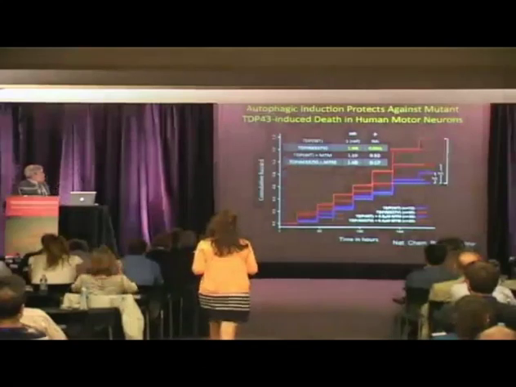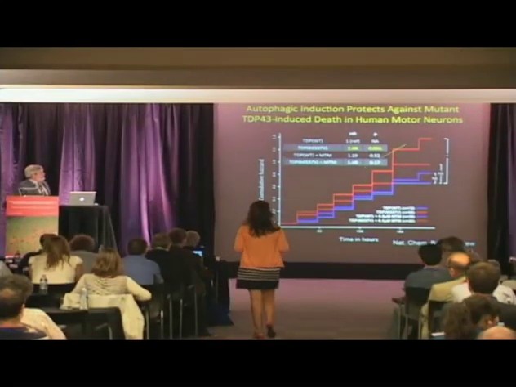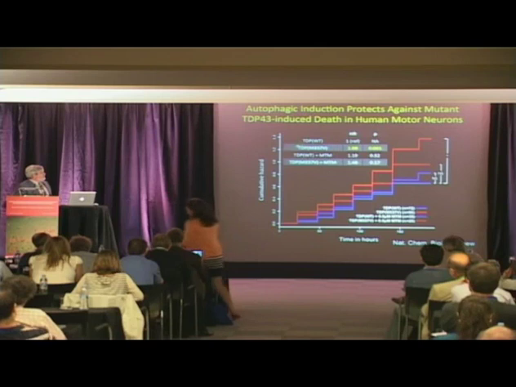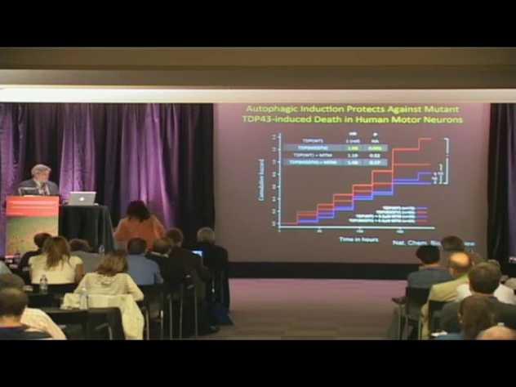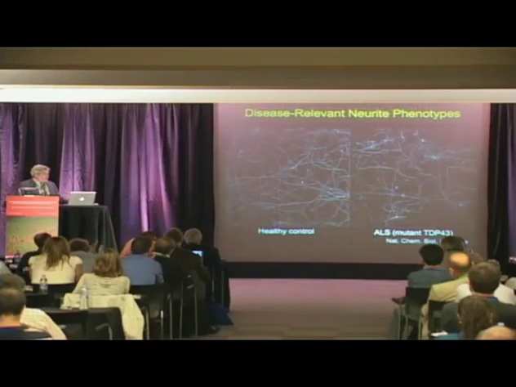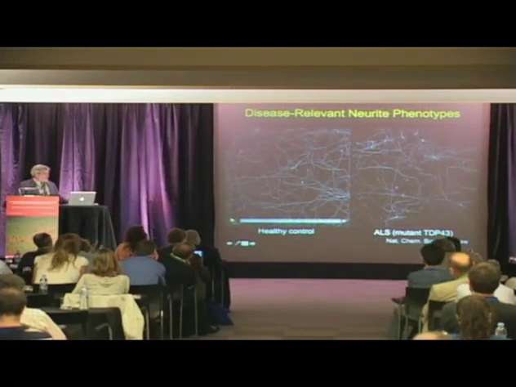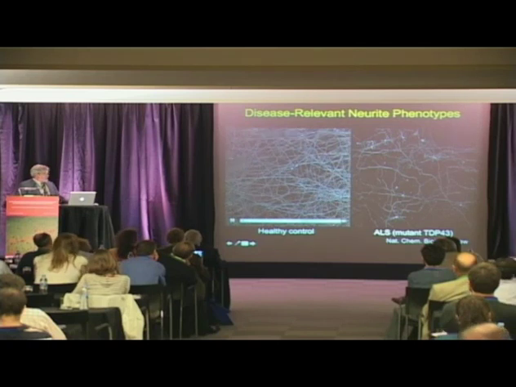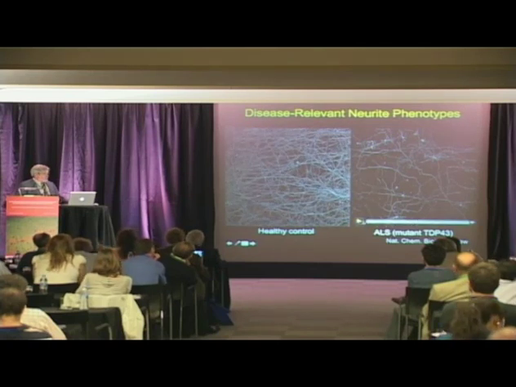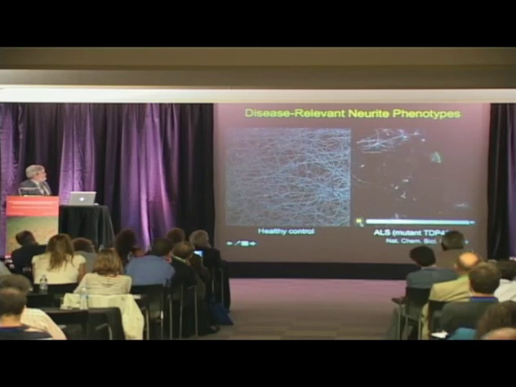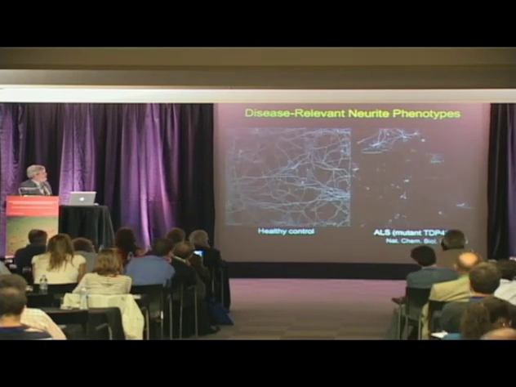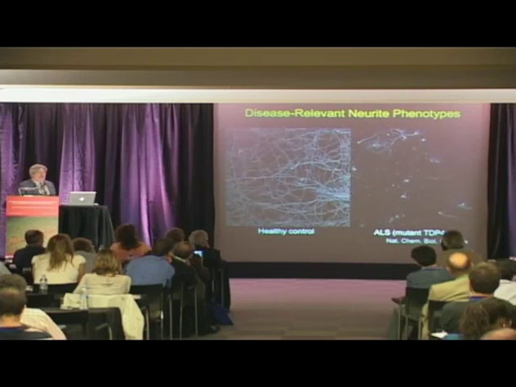So with our human ALS model, these are human motor neurons from a patient with a TDP43 mutation, we again see that autophagy inducers significantly improve survival but have no effect on the wild-type cells. And it's not just survival. We've looked for intermediate phenotypes like neurites. So normally, over time, neurites from these cells grow and they become very dense. But in the TDP43 model, what we find is they start out somewhat less, but then they degenerate pretty rapidly, and it's not very subtle.